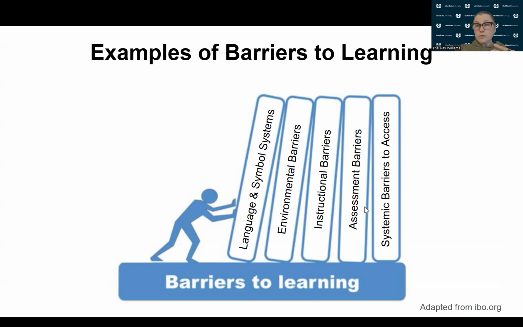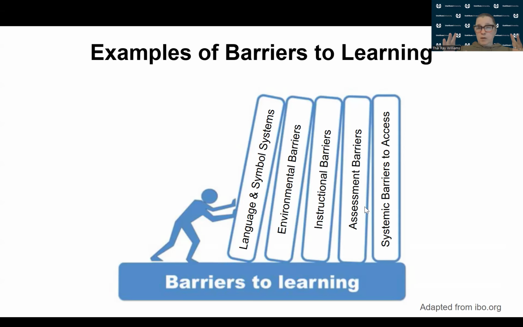For a student who uses a wheelchair for mobility, are they able to access all parts of the school or the classroom? We're looking at instructional barriers. We would love our students to be in inclusive settings. What are the instructional barriers that they might encounter in a general ed setting? Or what kind of instructional barriers are they facing in our own classroom? We want to make sure that we're taking into account assessment barriers and then systematic barriers to access.